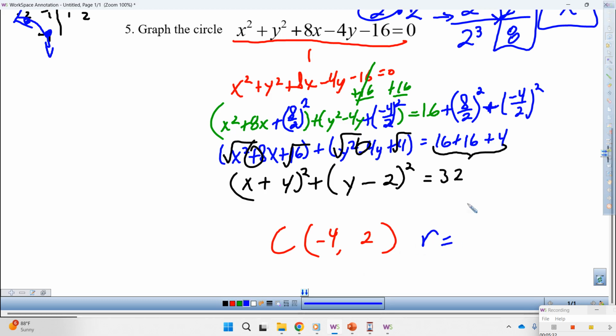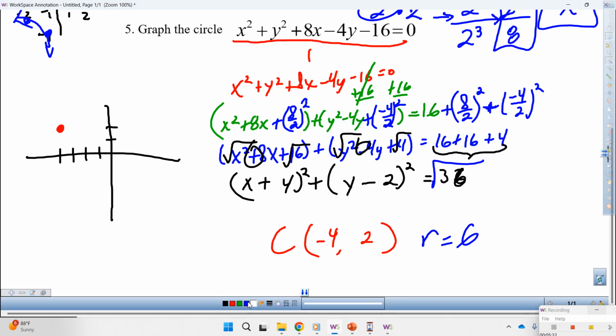And our radius, oh, did I make a mistake? Did anybody catch that? 36. Square root of 36 is 6. So that graph: the center is at negative 4, 2. Radius is 6, so we go 6 to the right, 6 down, 6 that way, 6 that way, and the circle should be somewhere over there.